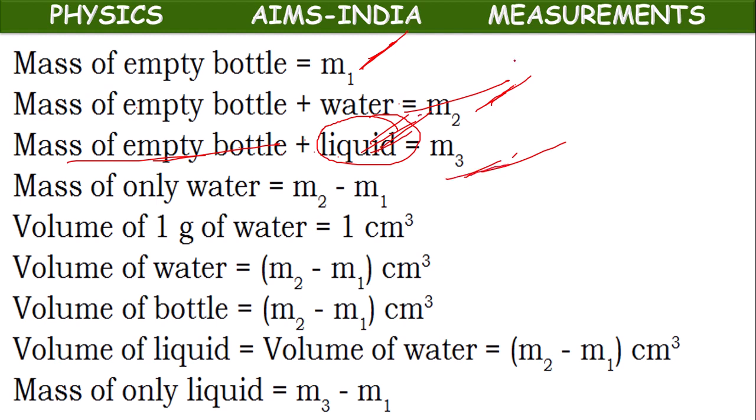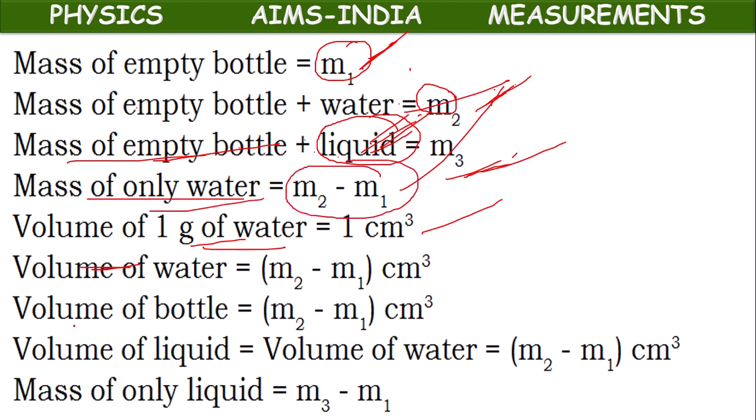So now if they ask what is the mass of only water? Only water means from M2, we have to remove M1, so the mass of the empty bottle will be cancelled. So M2 minus M1. What is the volume of 1 gram of water? It is always fixed, 1 centimeter cube. So if 1 gram of water is 1 centimeter cube, then the volume of total water is M2 minus M1 centimeter cube.